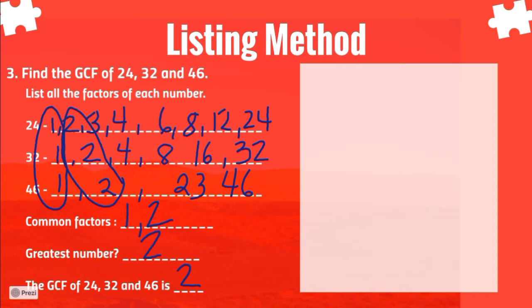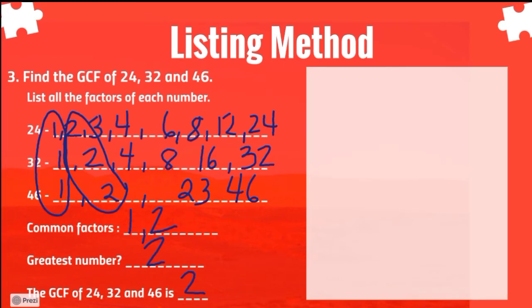So ang 24 pwedeng hatiin ng 2, 24 divided by 2, 32 divided by 2, 46 divided by 2. At ang 2 ang pinakamalaking number of factor na pwedeng ihati sa given na 24, 32, and 46. Again, pag humahanap tayo ng GCF, para tayong humahanap ng pinakamalaking number na pwedeng ihati sa given. Pero ang divisor na yon o yung factor na yon ay hindi lalagpas sa given. Dahil ang hinahanap pa rin natin ay factor.